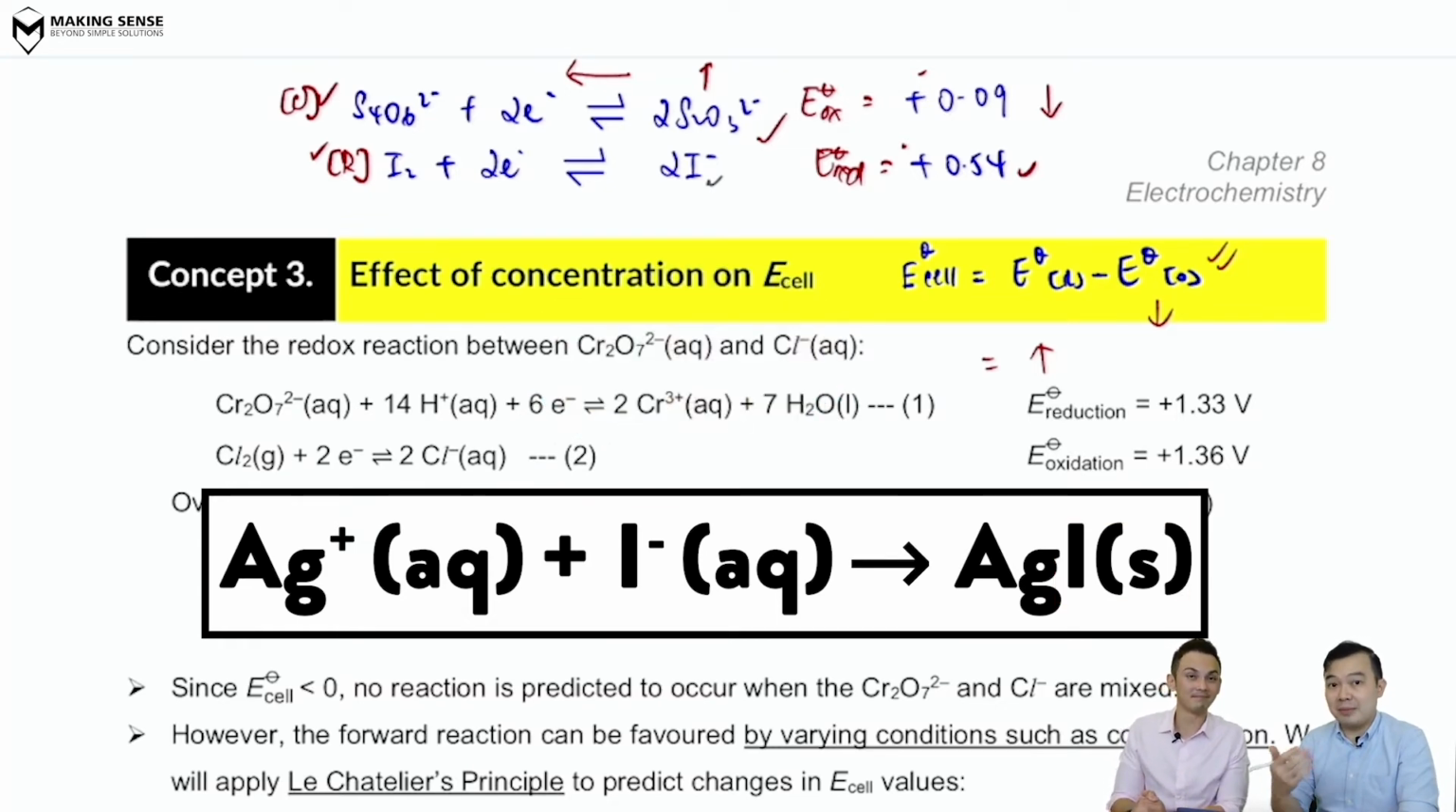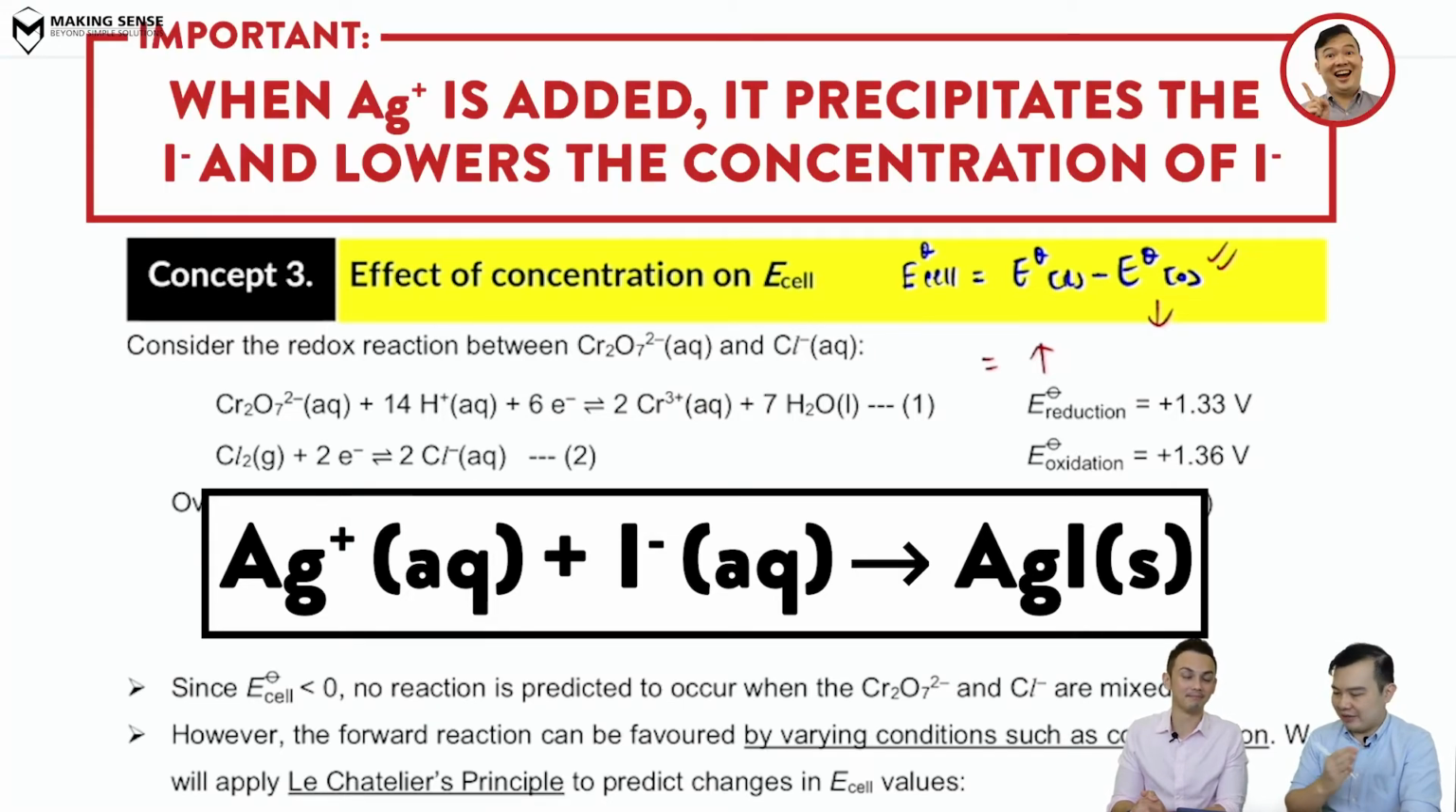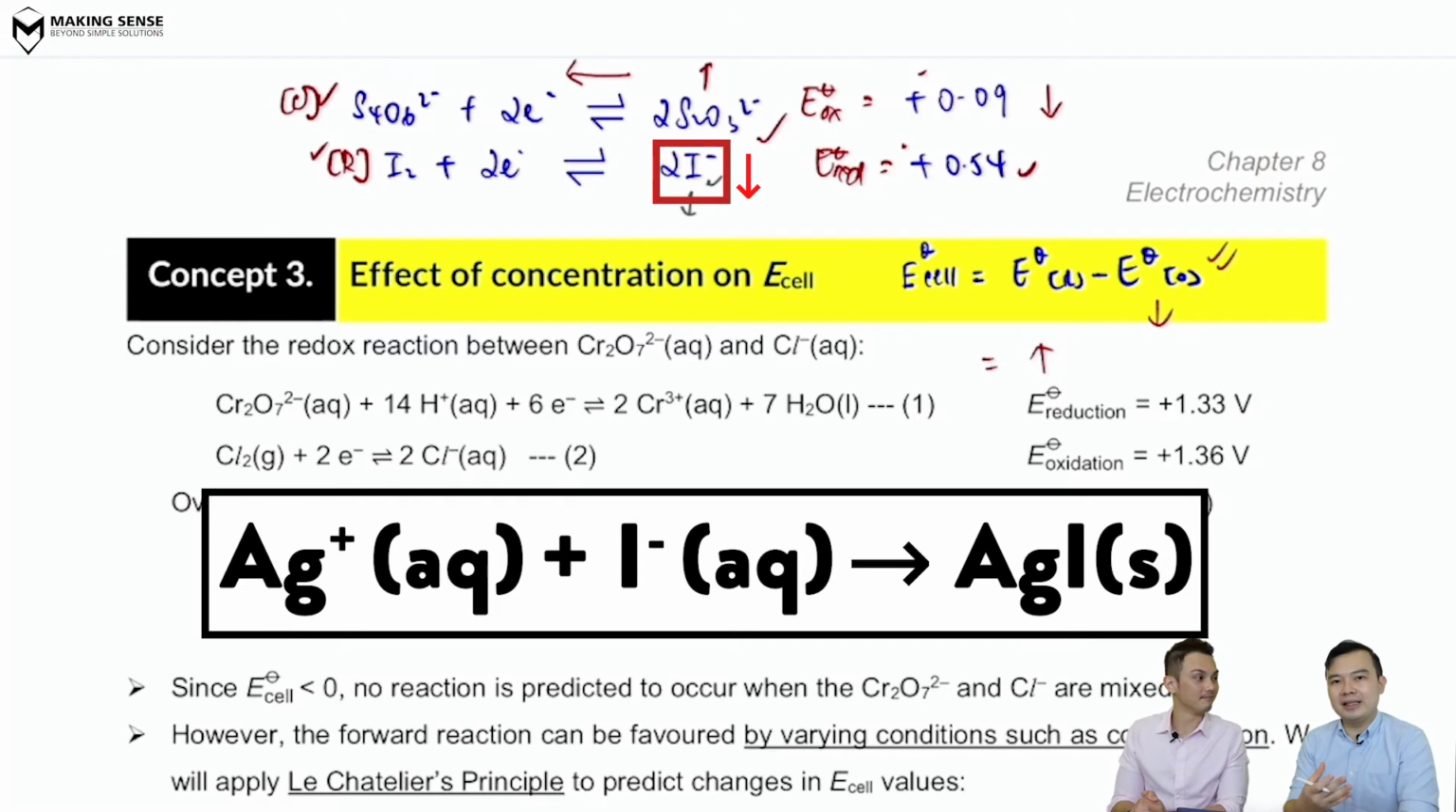So that is the main culprit. We are changing concentration, and in this case, we're going to decrease the concentration of I minus. LCP tells us that we are going to counteract this change by increasing the I minus. That will mean that you're going to favor the forward reaction, right? And what happens to the E value, the E reduced value? It's going to go up. It's going to spike up, right?